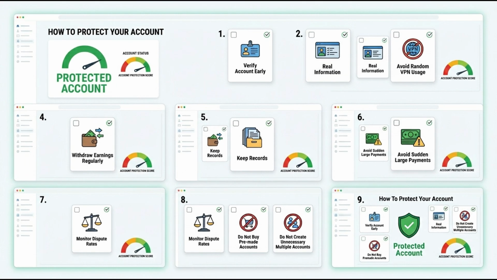To avoid having your account frozen, verify it early. Only use real information. Don't use a random VPN. Withdraw your profits regularly. Keep invoices and transaction proofs. Don't suddenly receive large sums. Monitor your dispute rate, and don't use pre-made PayPal accounts. Avoid multiple accounts without good reason.